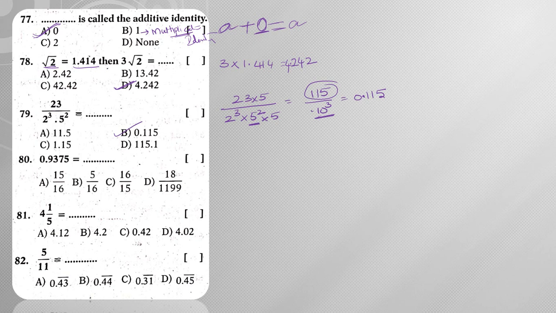Next, 0.9375. So 0.9375 I can write it as, after the decimal place we are having totally 4 decimal places, so directly we can write as 9375 by 10 power 4, right? Again we need to factorize this. So 9375 by, this is 2 power 4 into 5 power 4.